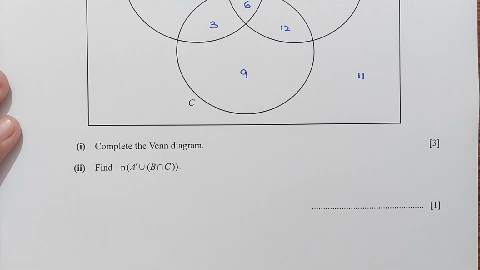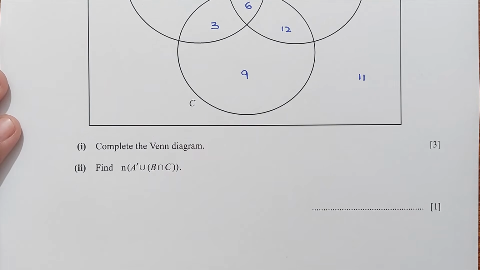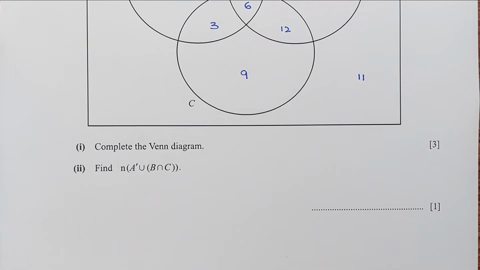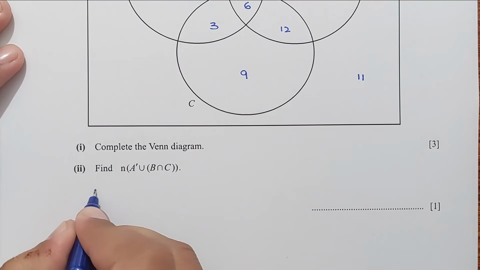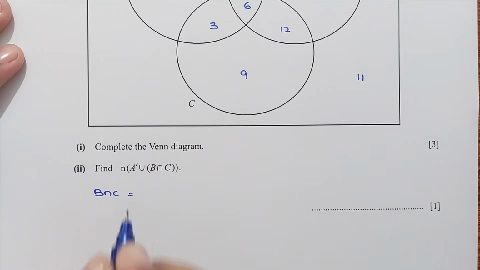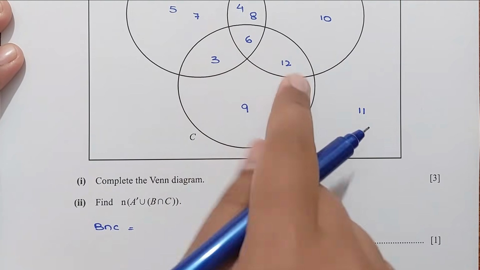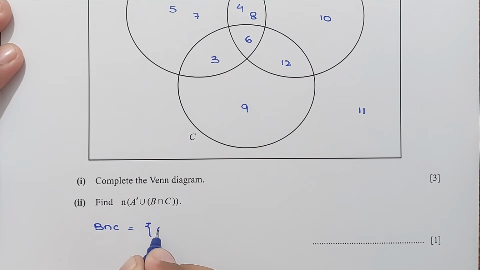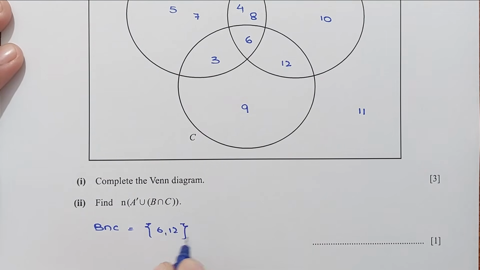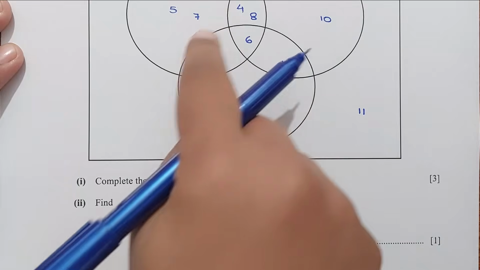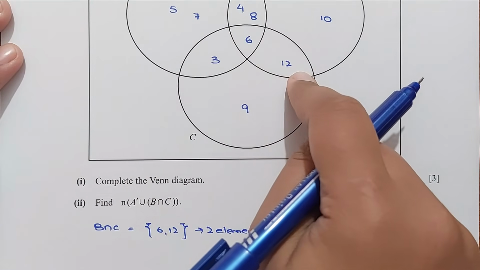Now for the second part, find the number of elements in A complement union with B intersection C. So first we have to solve for B intersection C. B intersection C is 6 and 12. It means 2 elements. Right? B and its intersection with C is 6 and 12.